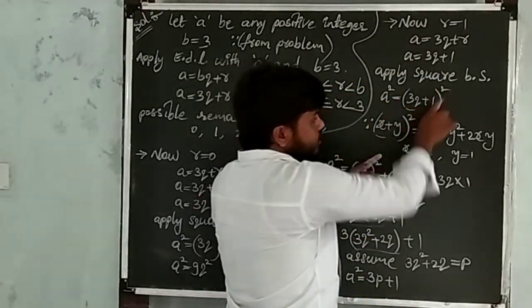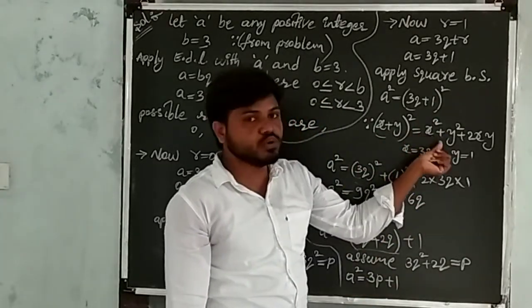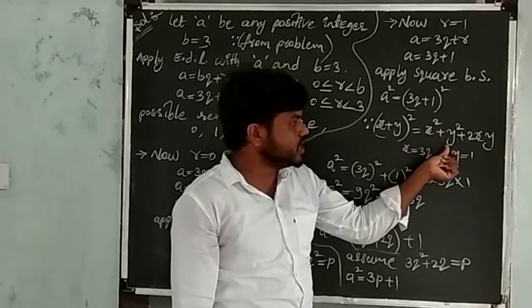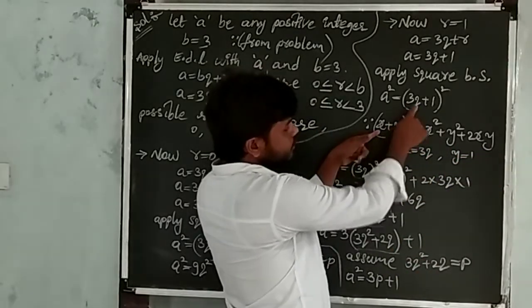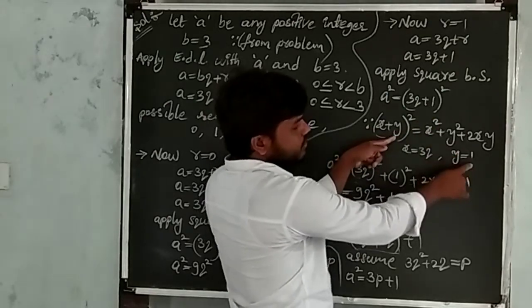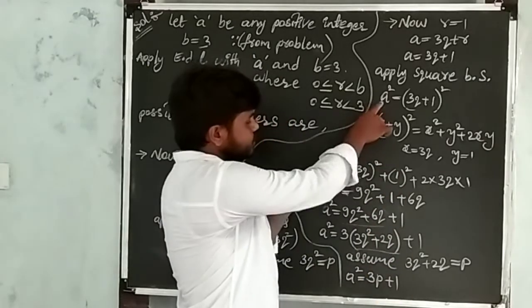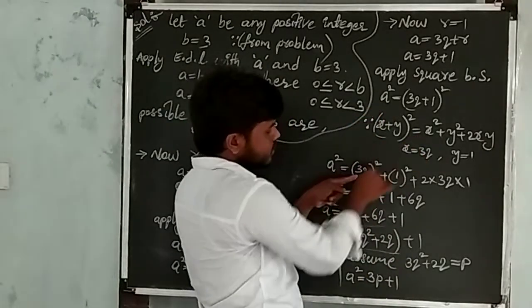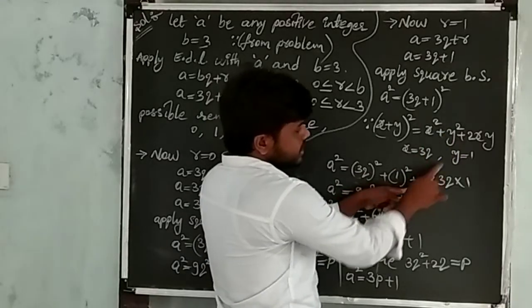Okay, (3Q plus 1) whole squared is in the form (x plus y) whole squared. The formula for (x plus y) whole squared is x squared plus y squared plus 2xy. Compare these two. The x value here is 3Q, and the y value is 1. Substitute these x and y values in the formula. A squared equals x squared, (3Q) whole squared, plus y squared, 1 squared, plus 2xy.